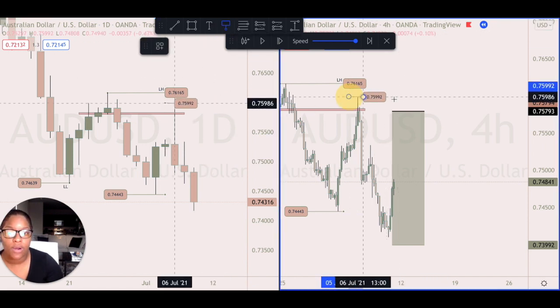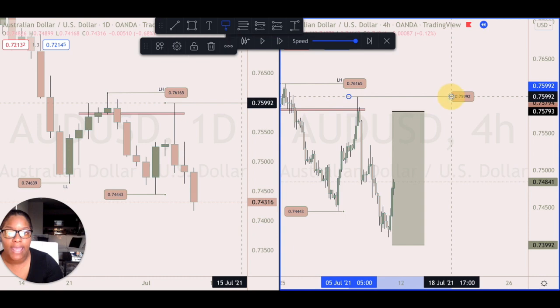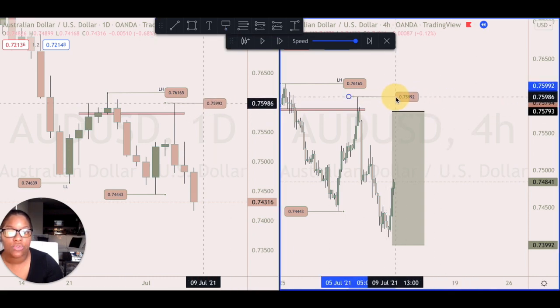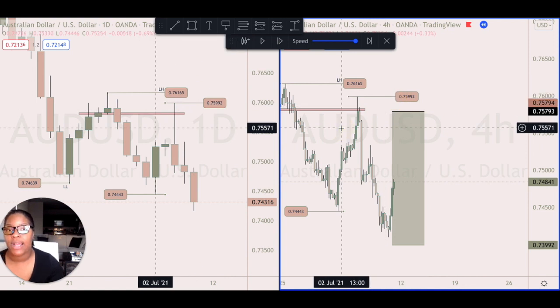Okay, so on the 4-hour and on the daily, I can see that we have a new lower low here at 0.75992. And I'm praying that you guys can see how price does the same thing on each time frame. So once again, if you've been telling yourself that price moves differently, prayerfully this is helping you.